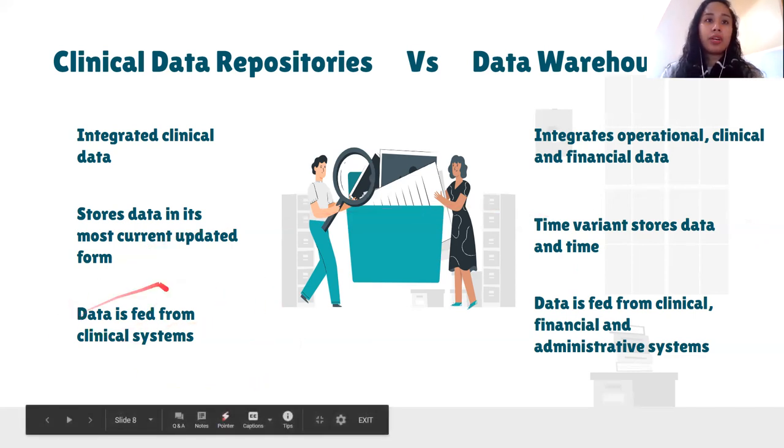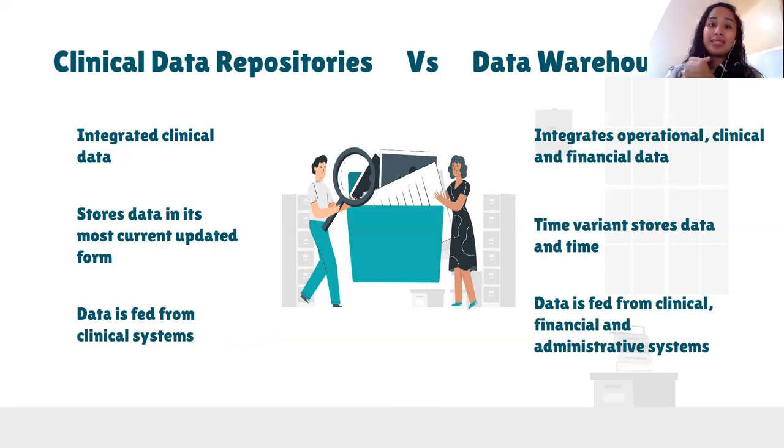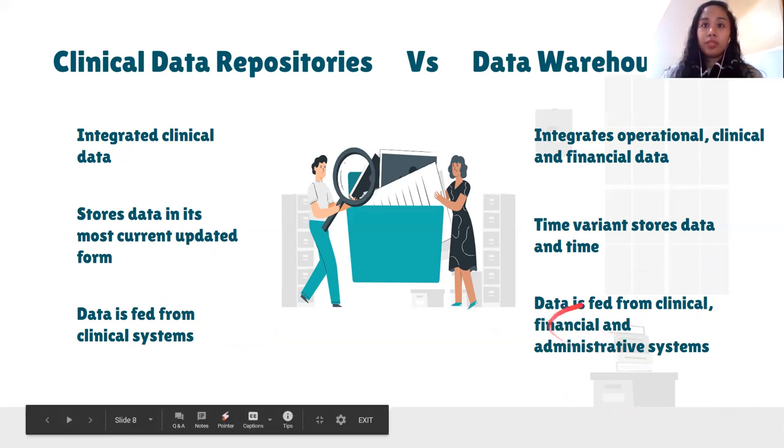Next, data is fed from clinical systems, so different information systems, from the laboratory, from rural health units. And next, for warehouses, data is fed from clinical, financial, and administrative systems. So the scope of data warehouses is so broad. So it also holds the financial data, administrative data, marami.